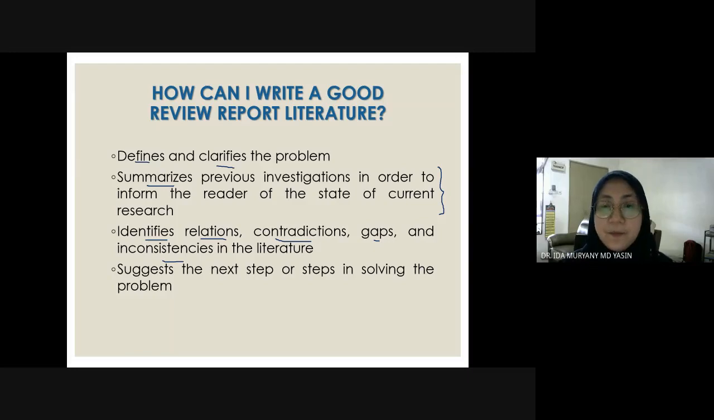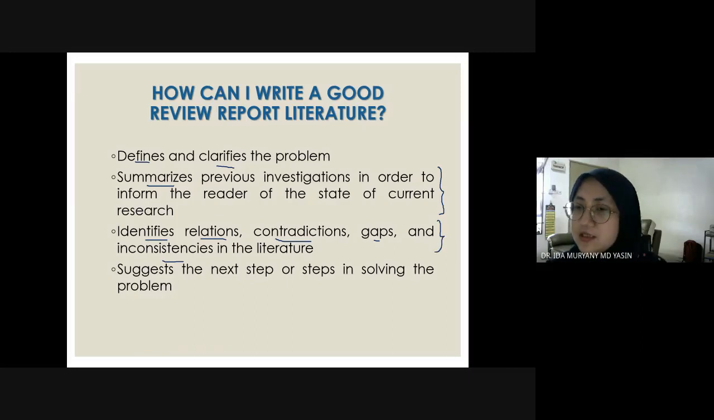Dan between the paper tu, the study tu mesti ada contradiction dia. Dia takkan sama. Dia mesti ada disagreement dia. Kalau sama tu macam pelik. Okay, dia kena berbeza, so you kena cari apa yang berbeza antara study tersebut. Okay, and the gaps also. Samalah contradiction and gaps tu. Okay, apa beza dia? Sebab kadang-kadang perbezaan inilah yang bagi you punya paper tu nampak very clear. Alright, and inconsistencies in the literature.